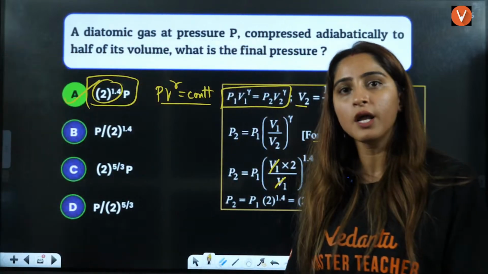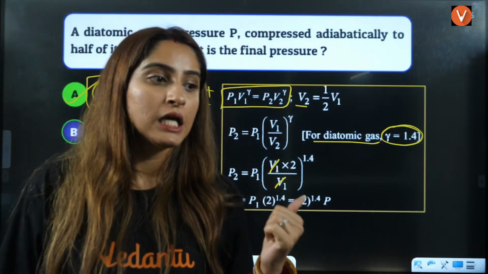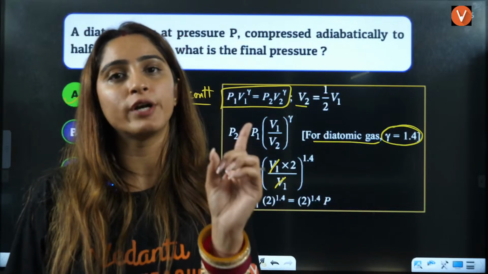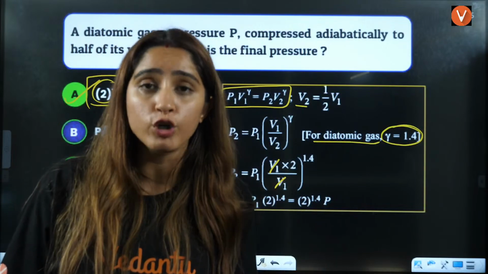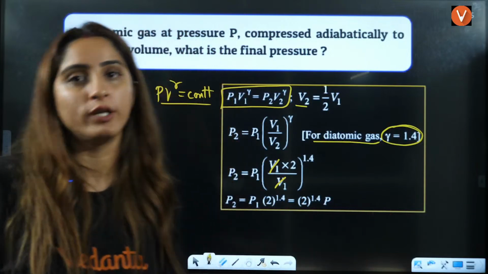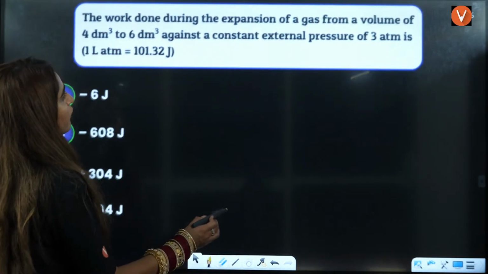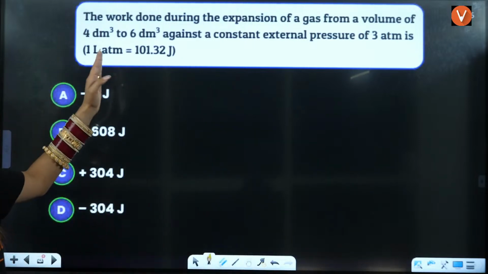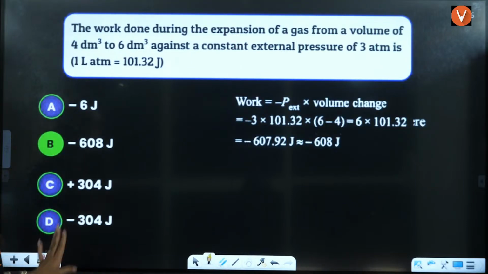Understood? So the relations of PV, PT and T and V, all of them in form of gamma are very important. The degree of freedom, or you can directly calculate the CV value or directly the gamma value of monatomic, diatomic, polyatomic linear, polyatomic non-linear, all these are very important for you. Next is the work done during the expansion of gas from volume of this to this against constant. This we have already done.